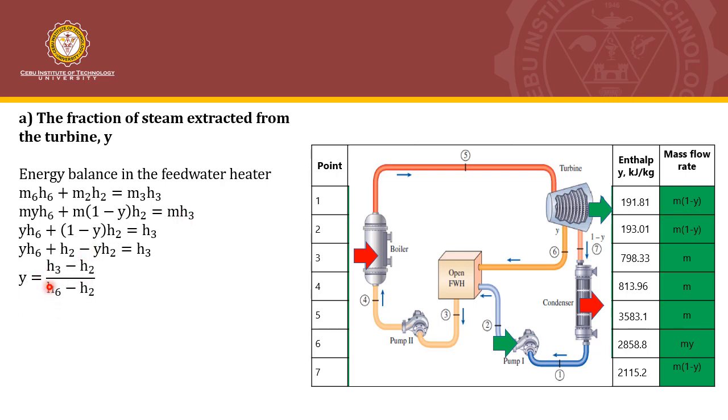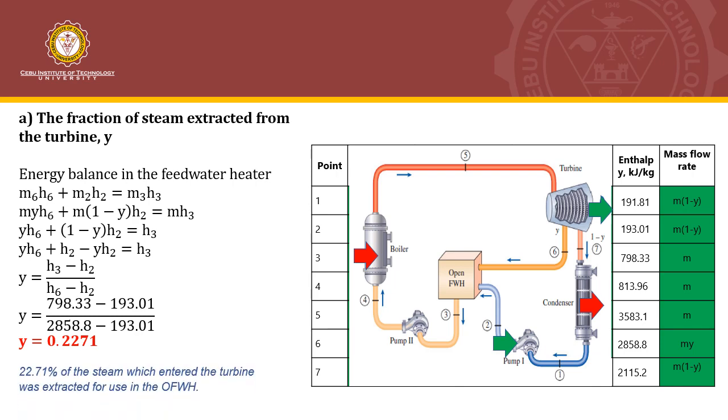So now that we have the equation expressing the value of Y, we can substitute the enthalpies that we already have. So substituting the enthalpies, we can get the fraction of steam extracted from the turbine as 0.2271. So what does it mean? It means that 22.71% of the steam which entered the turbine was extracted for use in the open feed water heater.